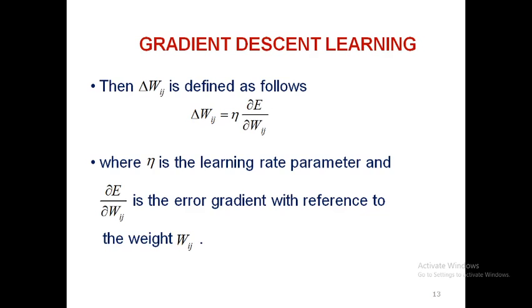So how can you find the change in weight Δwij? It is eta into ∂E/∂wij, which is nothing but the change in weights, where eta is a learning rate parameter that needs to be provided. In this way we can go for gradient descent learning. Here E is nothing but error, and it needs to be a function of weights and differentiable activation functions. That E function needs to be found to use this gradient descent learning method.